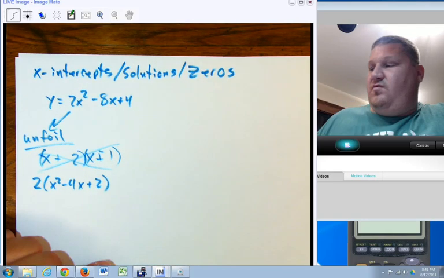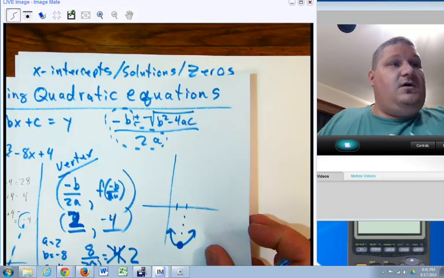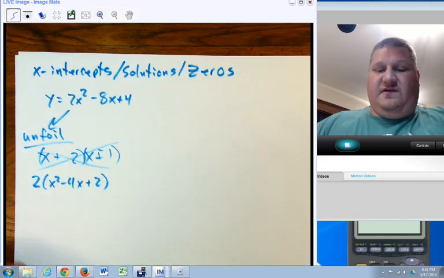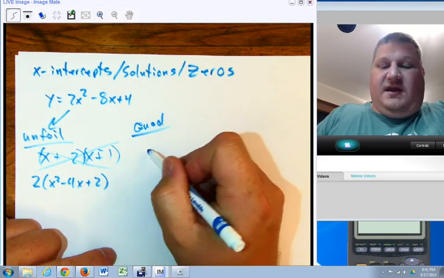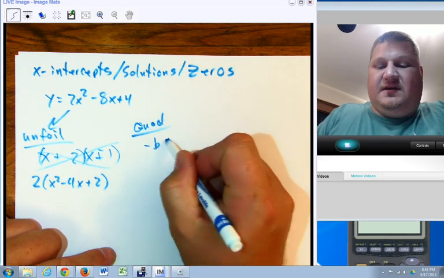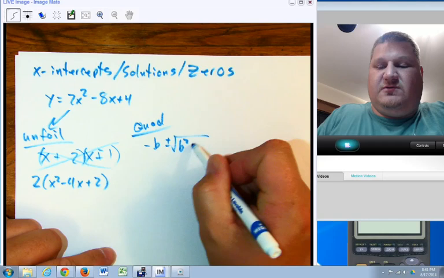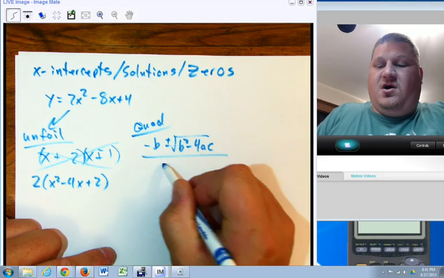Well, that brings us back to our old buddy, the quadratic formula. So if we use the quadratic formula, it always works: opposite of b plus or minus the square root of b squared minus 4ac, all over 2a.